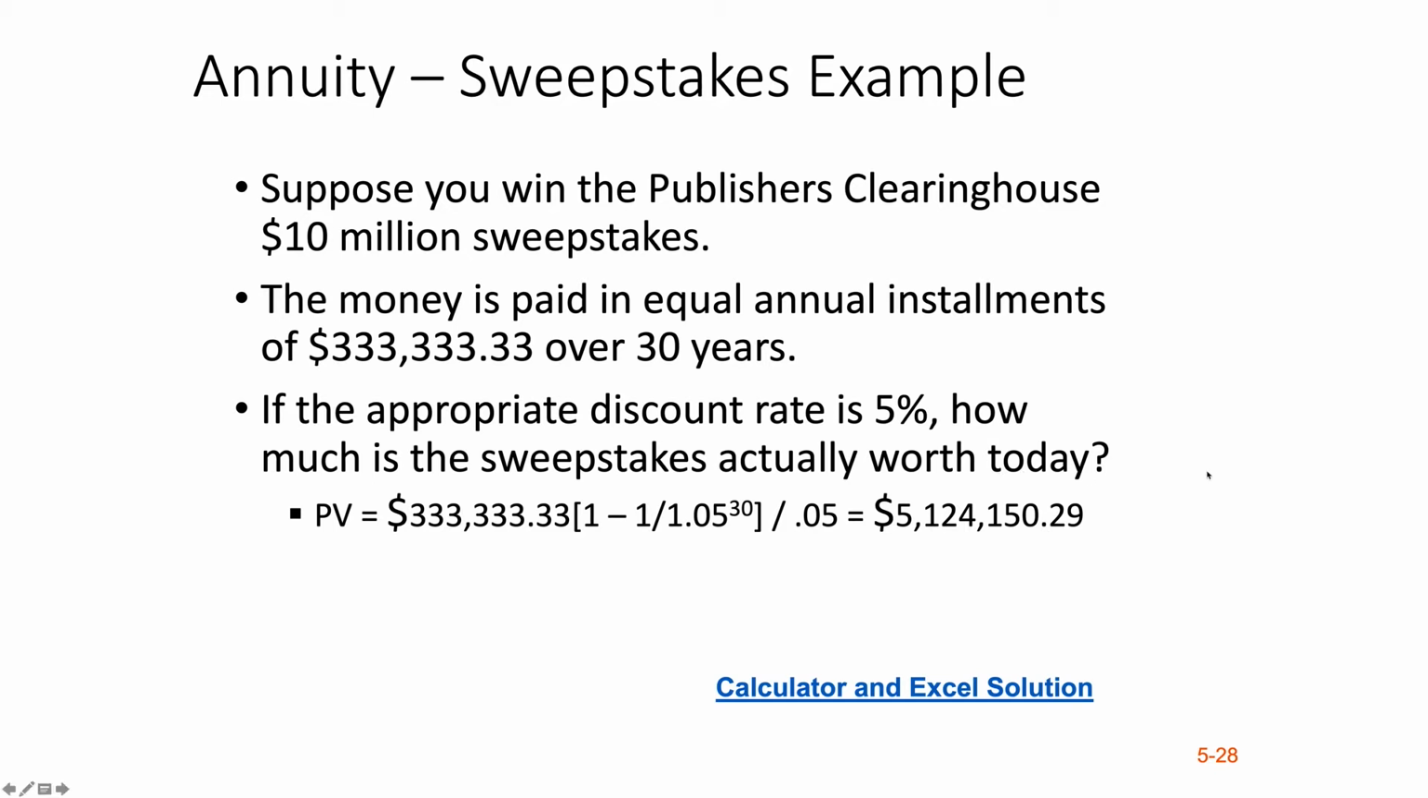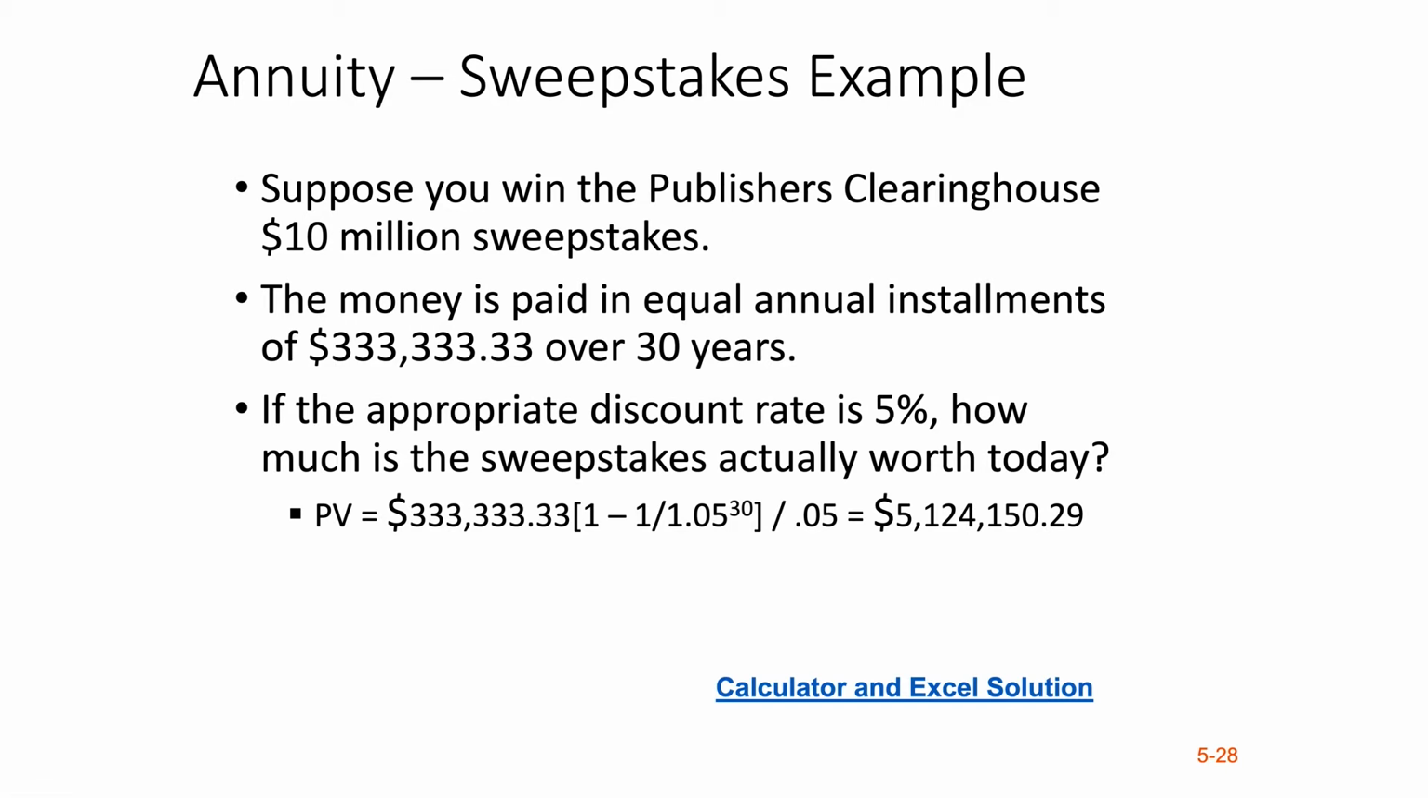and should give you negative 5,124,150.29. Now this is because of the equal payment every year that you receive. So that is close to half of it, not 10 million, 5.124 million, right? This is how you calculate its present value.